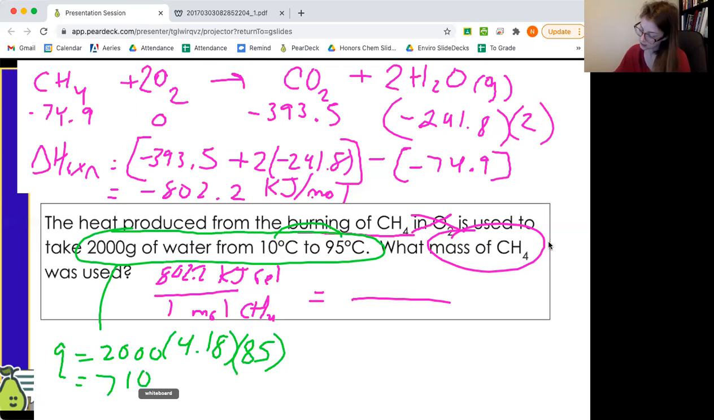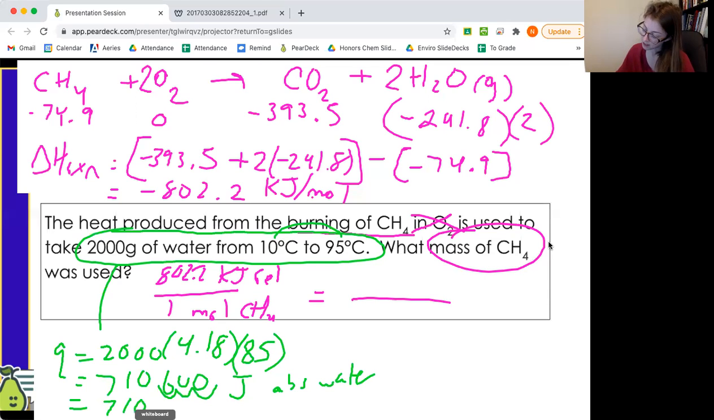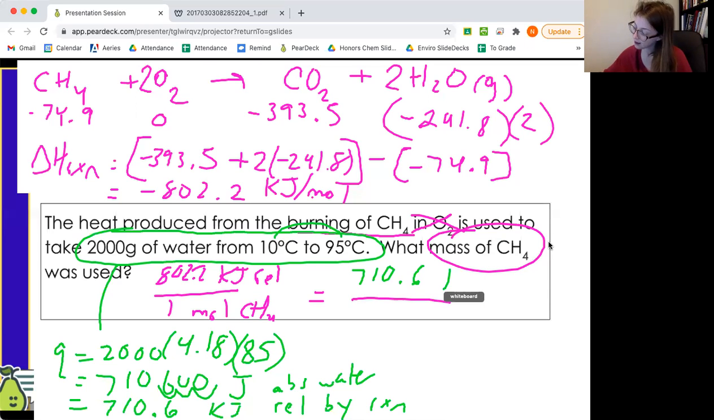So 710,600 joules are absorbed by the water. Or therefore, if I turn this into kilojoules also at the same time, 710.6 kilojoules were released by the reaction. And now that it's in kilojoules and it's about the reaction, it can go in my proportion. And I'll know that's how many kilojoules the reaction released when I used a certain amount of CH4.